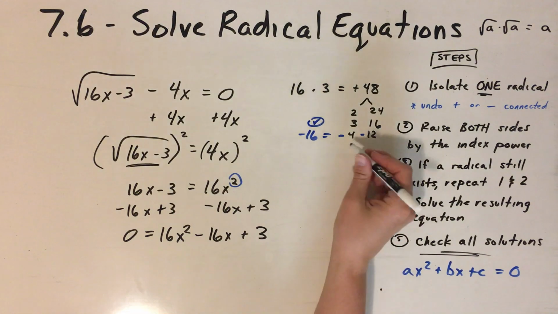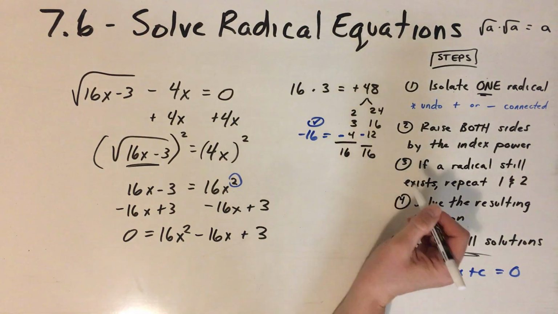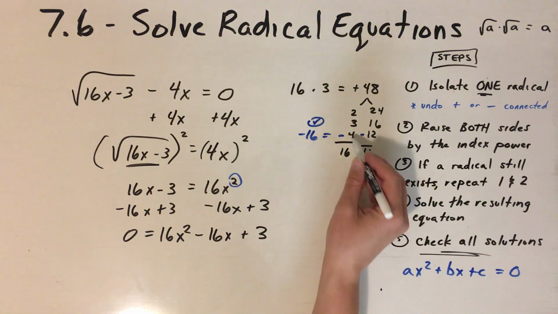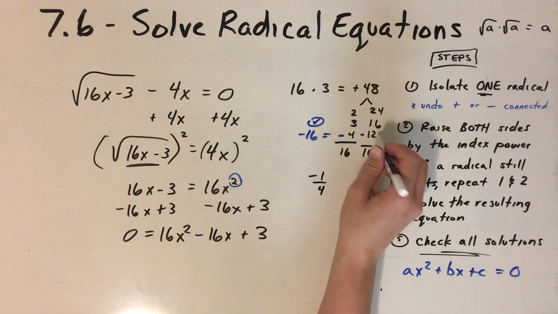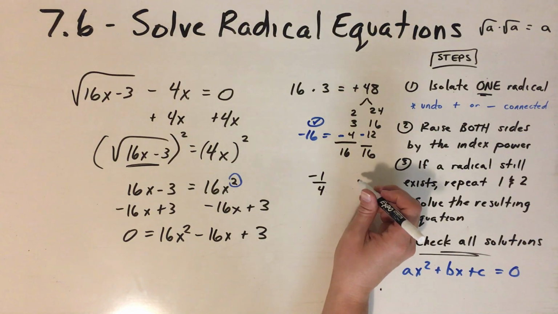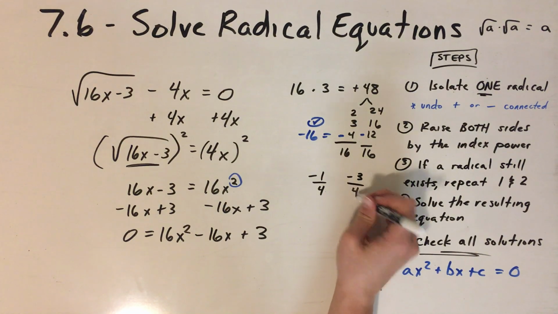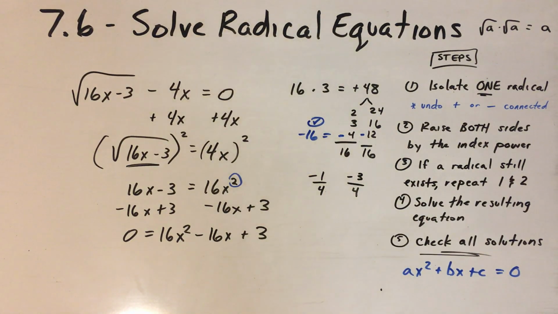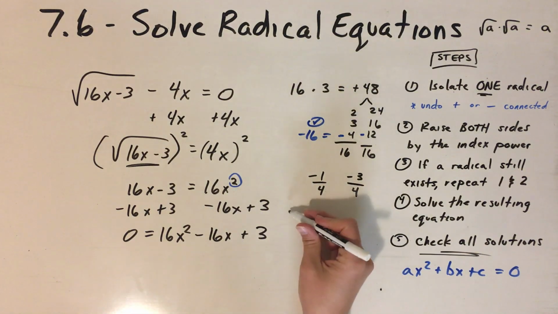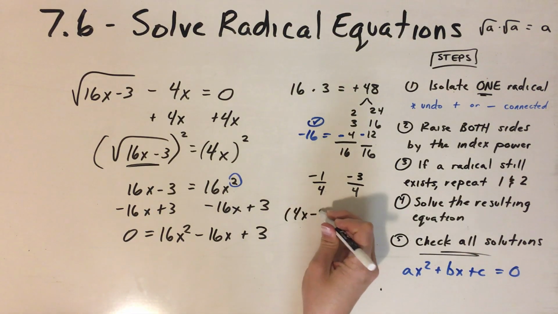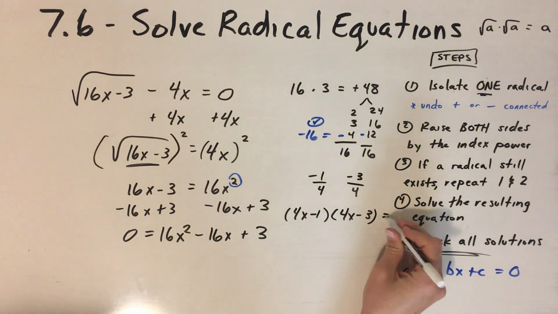I'm going to write each factor over a. And then I'm going to reduce those fractions. So the negative 4/16 is going to reduce to a negative 1/4. And the negative 12/16 is going to reduce to a negative 3/4. Okay, so from here, we make these into factors. So I would have a 4x minus 1 and a 4x minus 3. But this is all still equal to 0.